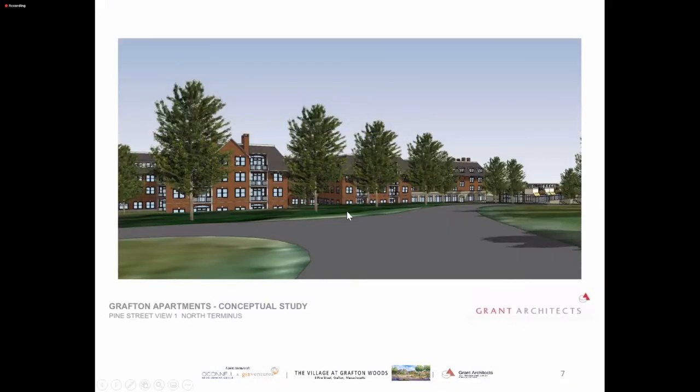So this gives you a good idea again about how the building is set into the topography. It's not raised up on the site. We want this so that when you're driving down Pine Street, it looks like it's always been there.